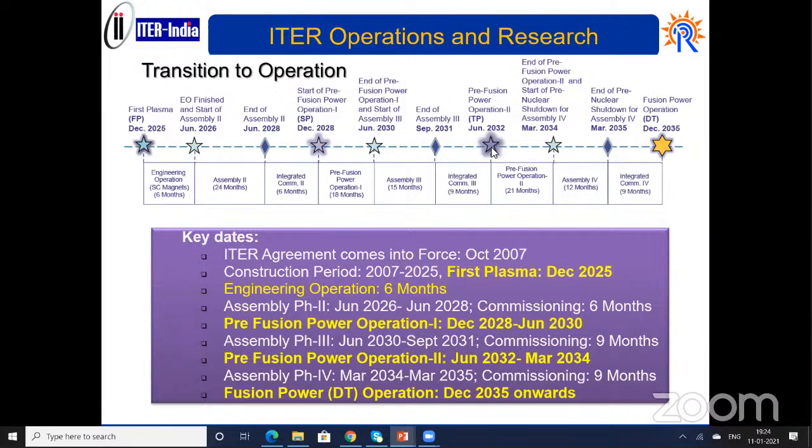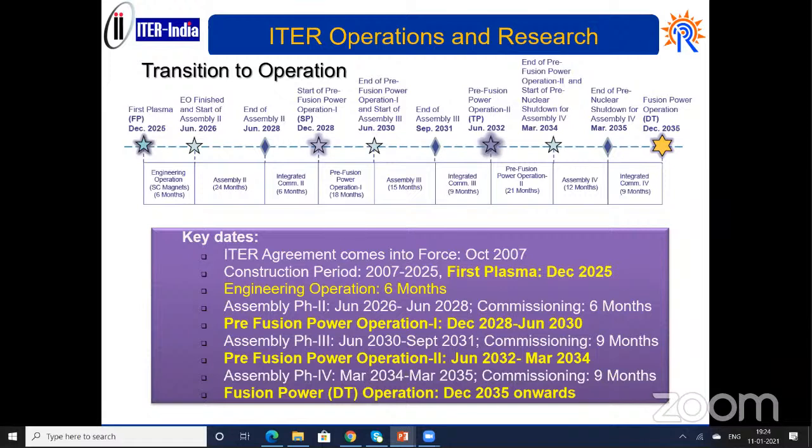And 2032, we will go for a preparation for deuterium tritium operation. And 2035 onwards, it will get into DT operation, when we can see whether the desired goal of reaching the sustained DT operation for 400 seconds, achieving that Q factor of 10, is possible or not.